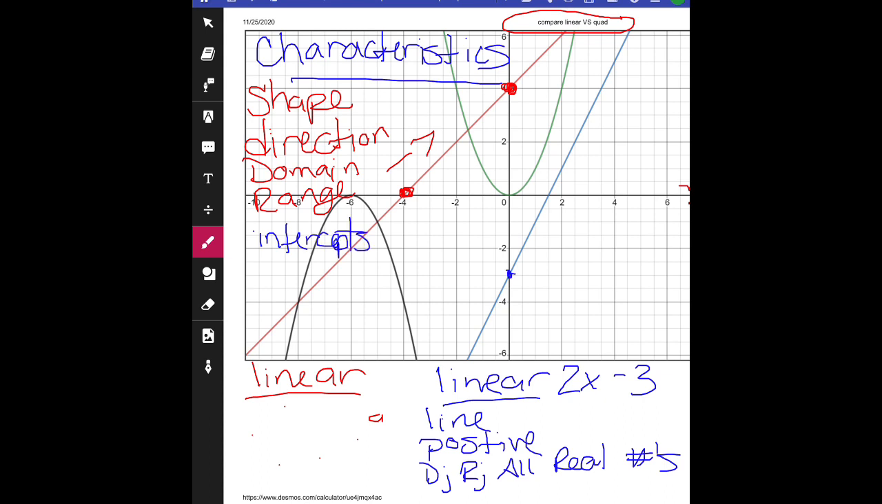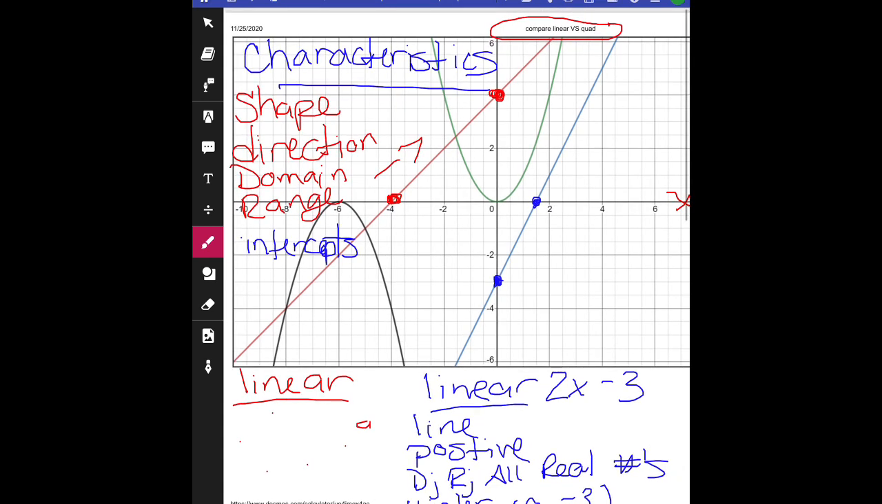So here's an intercept where it crosses over the y, and here's an intercept where it crosses over the x. So the intercept for this blue function, let's do the y first. The y-intercept would be 0, -3. And the x-intercept, it doesn't look like it's an even point, so I think it is 1.5, 0. Okay? So those are the key characteristics for a linear function. Now we're going to move on.